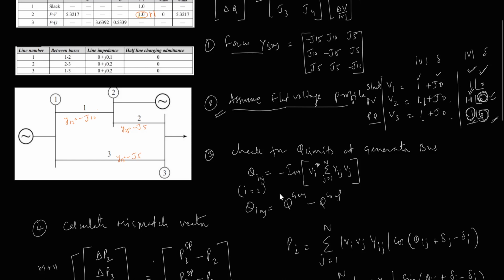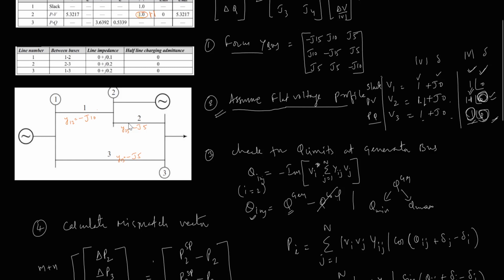But in the second bus, there is no load connected, so we don't have this value. Whatever value we obtain, Q injection is equal to Q generation. Once we get this Q generation, we compare it with the Q minimum limit and Q maximum limit. This is step 3.